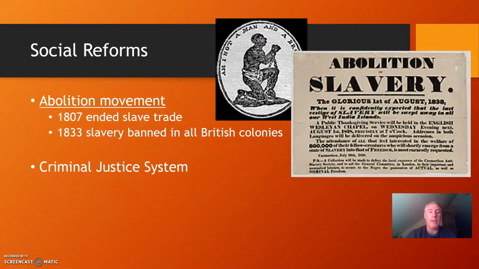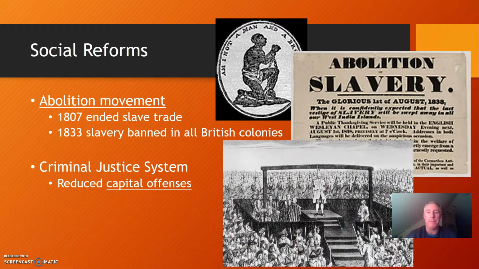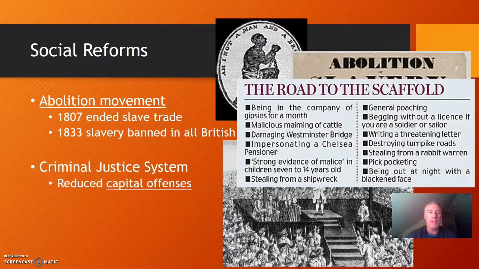Other reforms were aimed at the criminal justice system. A major change was reducing the number of capital offenses. Capital offenses are crimes that are punishable by death. Right, so hanging was the most common way that you would execute somebody by the 1800s. And in the year 1810, there were over 200 crimes punishable by death in Britain. Now, murder was obviously one, but so was shoplifting, impersonating an army officer, even stealing sheep.